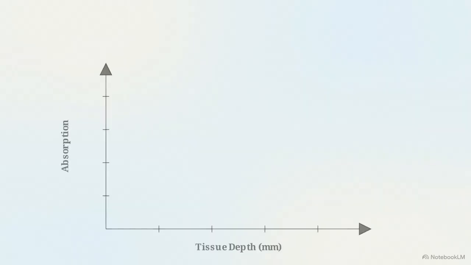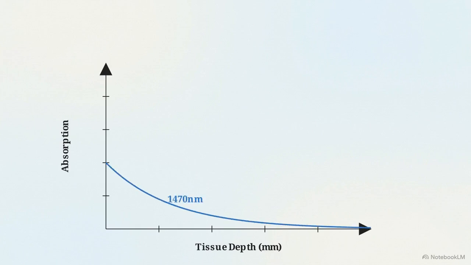This graph compares the absorption curves of two common laser wavelengths used in ablation. The blue line represents the deeper tissue penetration of a standard 1470 nanometer laser. The orange line shows the 1940 nanometer wavelength, which has a much shallower, more intense absorption profile as it interacts with intracellular water. To control that intense energy, clinicians use a tool called four-zone dosimetry.